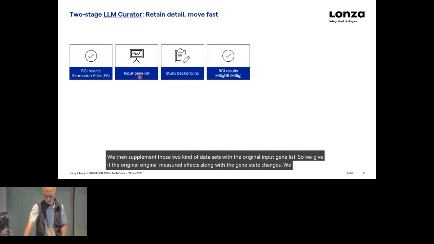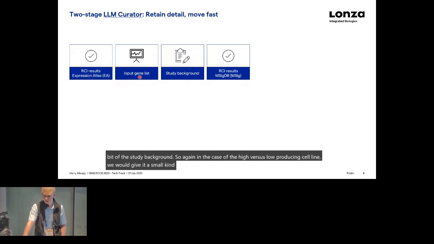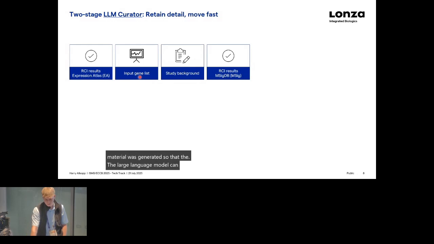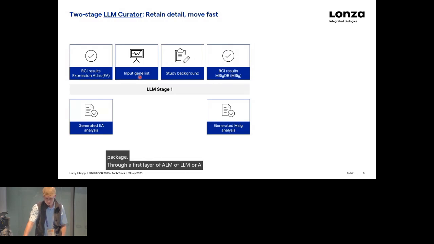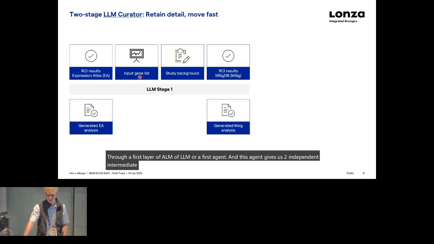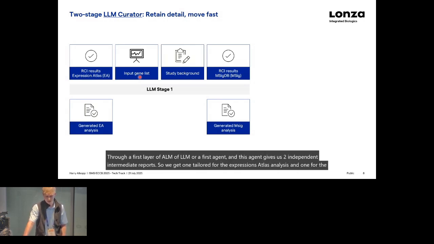We also provide a bit of the study background. So again, in the case of the high versus low producing cell line, we would give it a small abstract describing what we did in the lab and how the material was generated, so that the large language model can better contextualize. We then pass that data package through a first layer of LLM, or a first agent. And this agent gives us two independent intermediate reports. So we get one tailored for the Expression Atlas analysis and one for the MSig analysis.